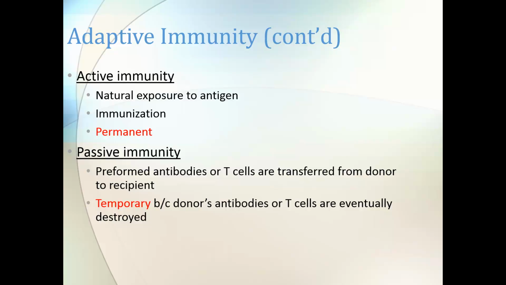Again, is it forever? Someone who gets hepatitis A immune globulin, are they forever protected from Hep A? No, it's temporary because the donor's antibodies or T cells are eventually going to get destroyed by the host, by the person who's receiving it. So it's a temporary protection. That's the difference between passive and active immunity. Is that clear? Does that make sense? Okay.